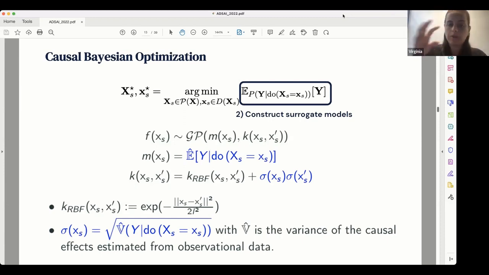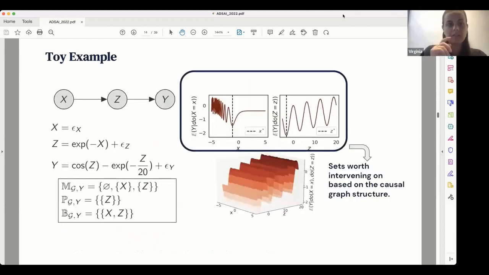We construct this type of surrogate model for all causal effects, so the causal effects corresponding to each intervention set that we want to explore. For instance, if we look again at our example X, Z, and Y, we've seen how we need to explore only X and Z individually. And on the right, you see these one-dimensional functions that are the causal effects for this causal model of an intervention on X and an intervention on Z.